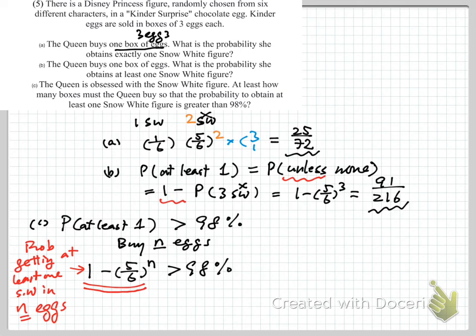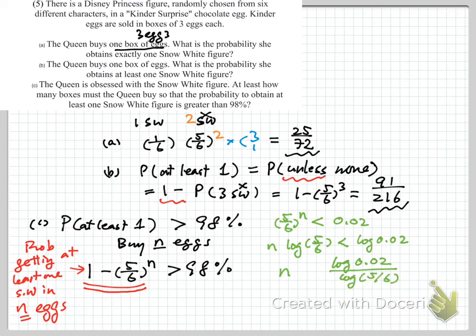So now we have to use log to help us do this calculation. Let me do it step by step. We have 5 over 6 to the nth power will be smaller than 0.02, which is 1 minus 98%. So we take the log, and log of 5 over 6 to the n will be smaller than log 0.02. And then we divide by log 5 over 6 on the other side: log 0.02 divided by log 5 over 6. But note that 5 over 6 is smaller than 1. So log of 5 over 6 is a negative number. When you divide by a negative number, you should swap the direction of the inequality.